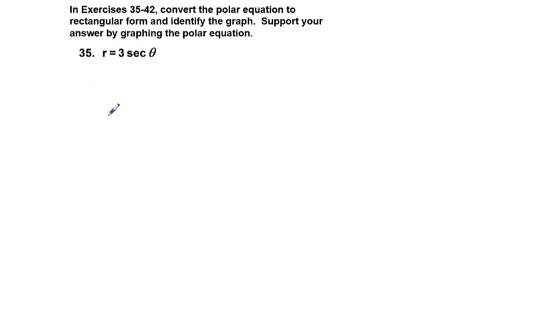Chapter 6.4, exercises 35 to 42. This section, 6.4 of the book, has to do with polar equations. And we're going to work out the odd number problems, 35, 37, 39, and 41 from this set.